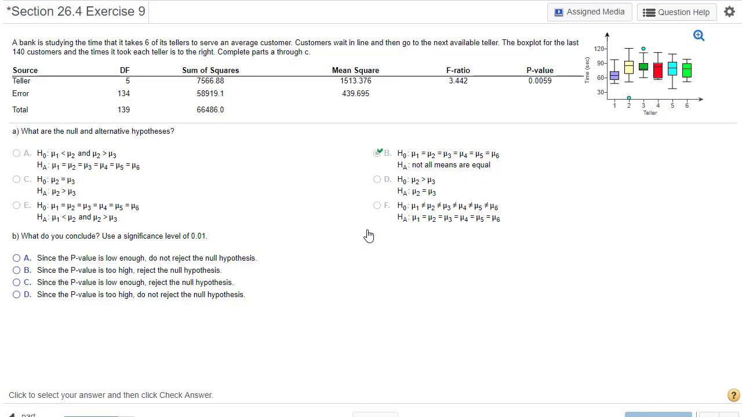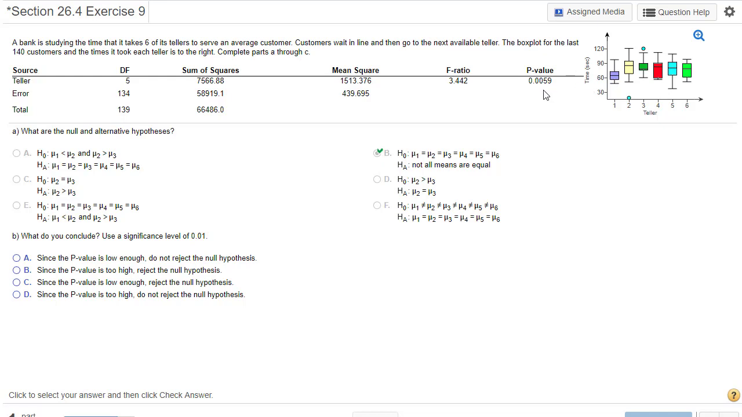Okay. And if you notice, that's pretty much the null and alternative hypothesis for every Anova we'll do, right? So we have 6 different means. What do you conclude? And we're going to use a significance level of 0.01. So yours may be a little different based on the iteration that you get. So again, we're using a significance level of 0.01.